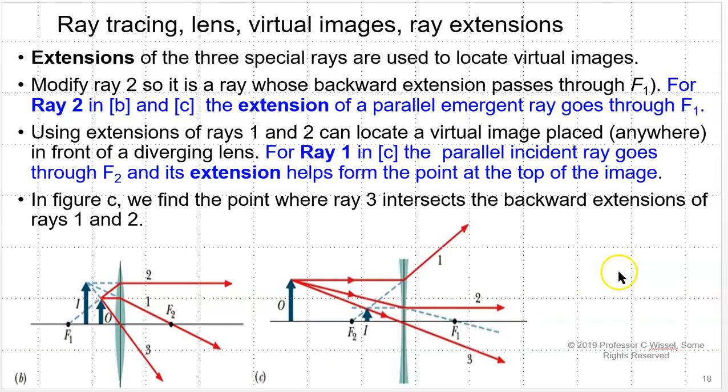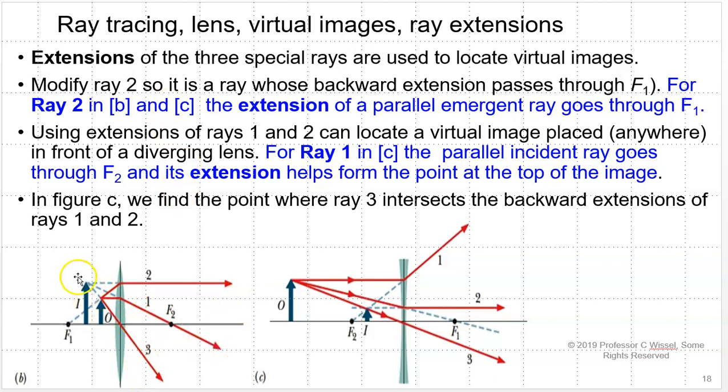Virtual images, just like we did with mirrors, require a little bit of extra effort called ray extensions. And there are 3 special rays, and these are basically the ones we had before: the one that's parallel, the one that goes through the focal point, and the one that goes straight through the center of the lens. So in the previous example, we would modify ray 2. Here's the object, and we're going to take an extension that goes through the focal point and the tip of the object, hits the lens, and comes out parallel. Here's another ray from the tip, parallel to the central axis, hits the lens, goes through the focal point. So that is ray 1 and ray 2.